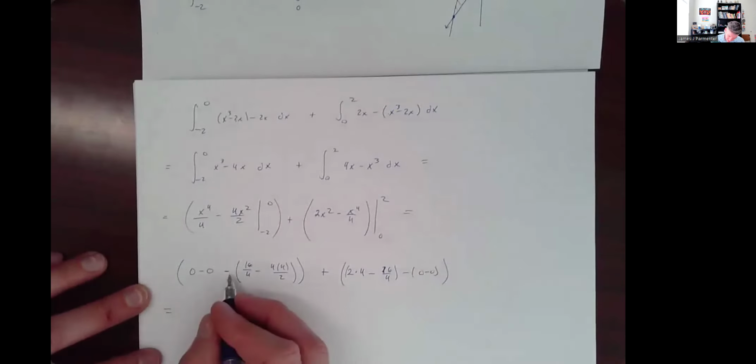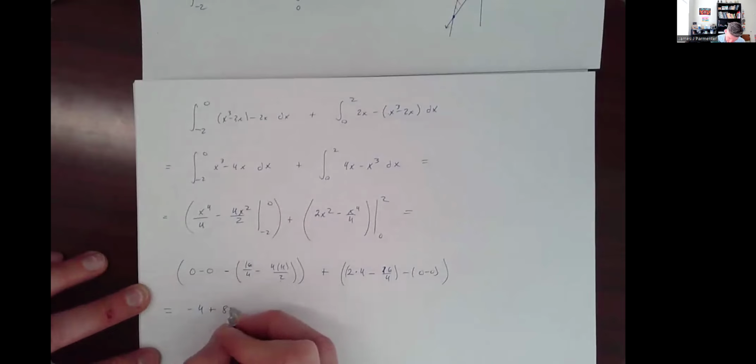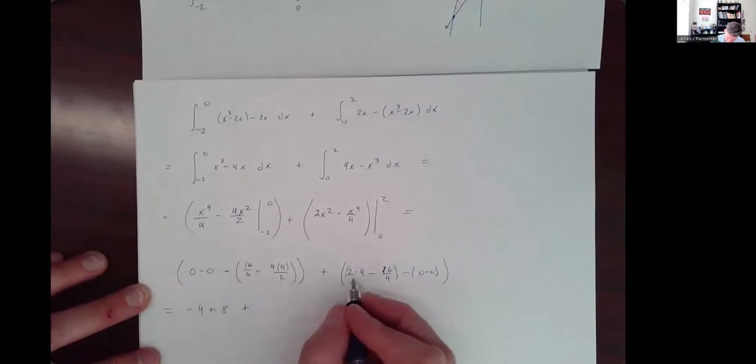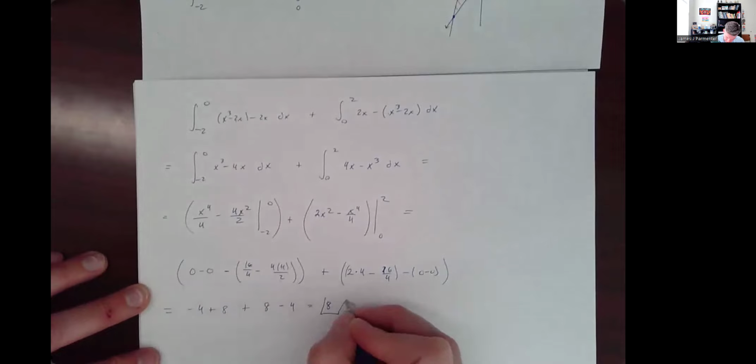So let's see, we've got -4 minus minus is plus 16 over 2 is 8. Plus, now over here we have 2 times 4 minus 16 over 4. So this ends up being 8 plus 8, which is 16, minus 8, which is 8. A lot of 8s. Cool.